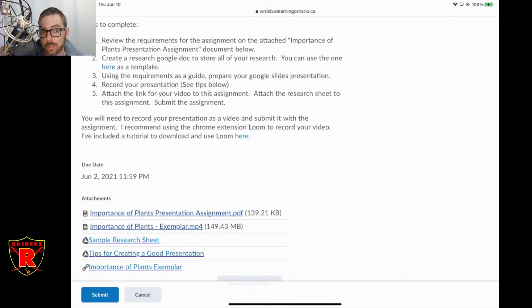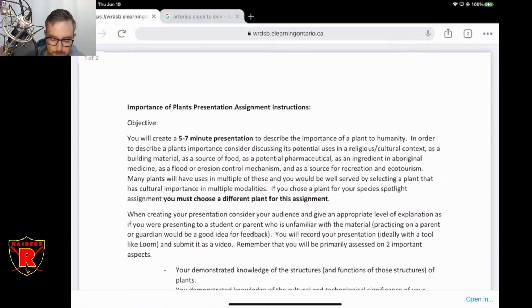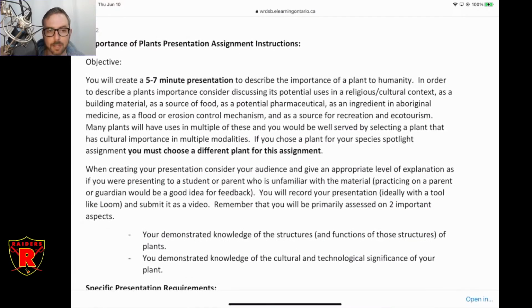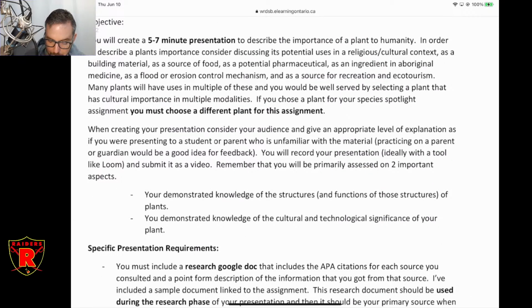Now, it's another research project similar to the medical technology one. Instead of picking a medical technology, this time you're going to choose a plant. And you can pick any plant you want. If you did a plant in your species spotlight assignment, the only thing I ask is that you do not choose the same plant. So it's got to be a different plant if you did a plant for species spotlight. More specifically, though, you're looking for a plant that is important for humans. And it would be ideal if you chose a plant that was important to humans in multiple ways.